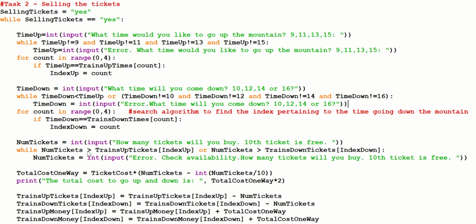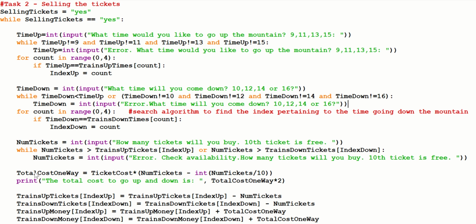It has to be not more than up tickets and not more than down tickets, because if it's either one of these, then it would do the while loop again. So any one of these shouldn't be wrong. It should be not more than this, and it should be not more than this.